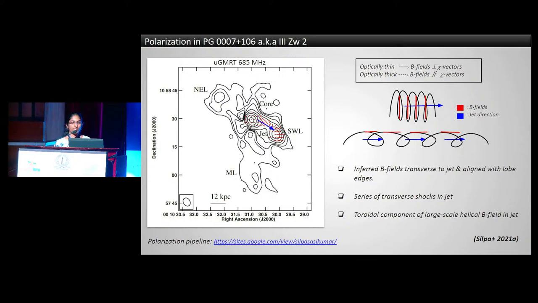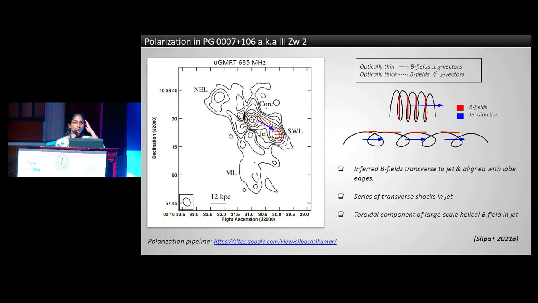Now coming to the polarization, the red ticks that you see are the electric polarization vectors, whose lengths are proportional to fractional polarization, and orientation is given by polarization angle. So this means that the regions where you see longer ticks are highly polarized regions, and regions with shorter ticks, such as the core, are less polarized regions.